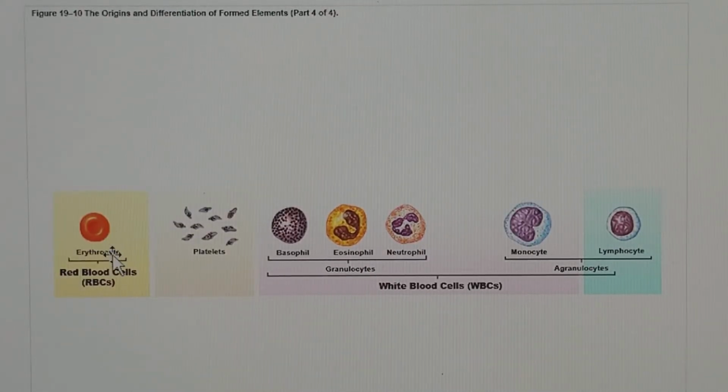Here I'd like you to see we've got the red blood cell, platelets, and then we've got 1, 2, 3 white blood cells that are considered granulocytes because they have granules in them. That's the basophil, the eosinophil, and the neutrophil. Agranulocytes are the monocyte and the lymphocyte.